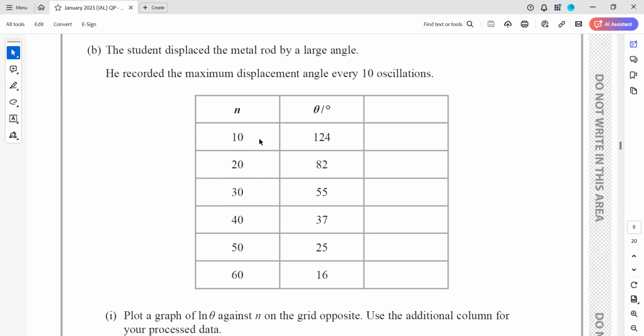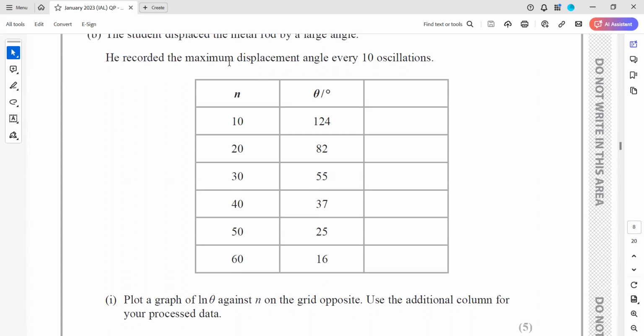The student displaces a metal rod by a large angle and records the displacement angle for every 10 oscillations. Then plot a graph between ln theta and n on the opposite grid, using the additional column. What we need is ln theta equals minus lambda n plus ln theta naught, and we compare with y equals mx plus c. So on the y-axis we need ln theta, which will be plotted on the y-axis.